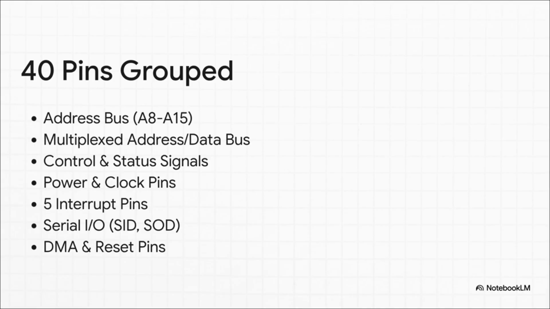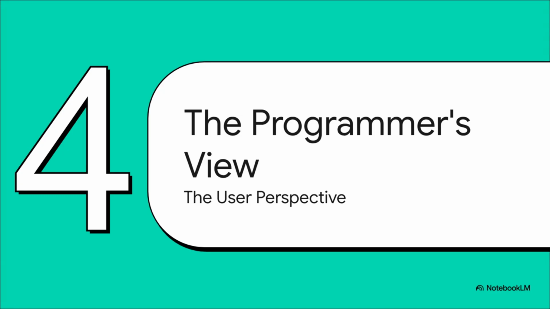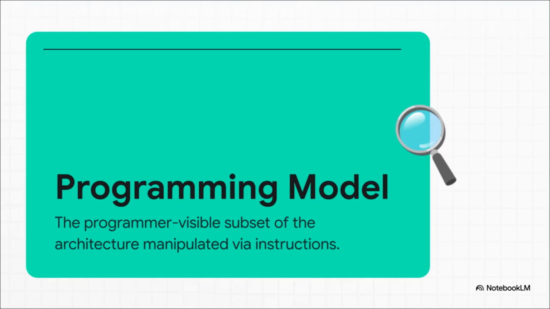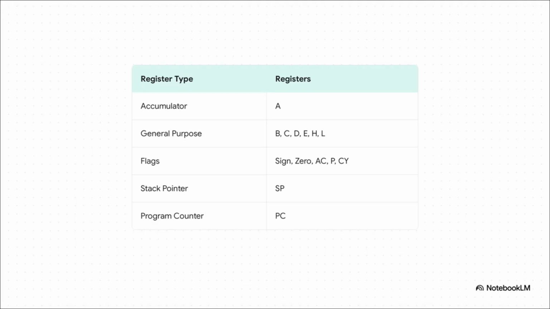Which brings us to Section 4, the programmer's view. When you sit down to actually write code for the 8085, you aren't interacting with every single wire inside of it. That would be overwhelming. Instead, we define what's called the programming model to filter out all that noise. This is strictly the subset of tools the programmer actually has control over, purposefully ignoring the deep internal wiring, like the instruction decoder or those internal data buses. As a programmer, your sandbox is limited exclusively to these specific items.